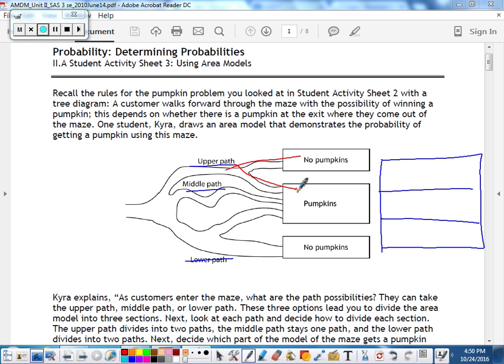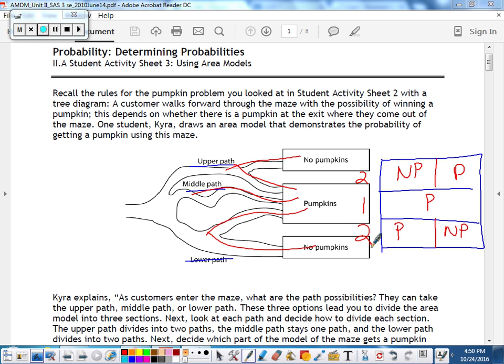no pumpkins and pumpkins. So that's 2. No pumpkins, pumpkins. And then the middle path just goes to pumpkins, so the whole thing is for pumpkins. And then finally the lower path goes to pumpkins and no pumpkins. So I'm going to divide it into 2, pumpkins and no pumpkins. Okay, now I have the first part that is divided into 2 pieces. The second part is divided into 1 piece, and the third part is divided into 2.